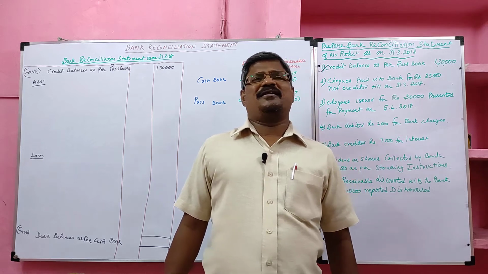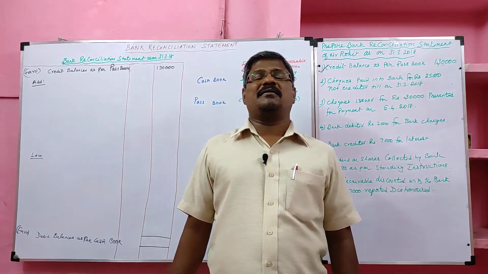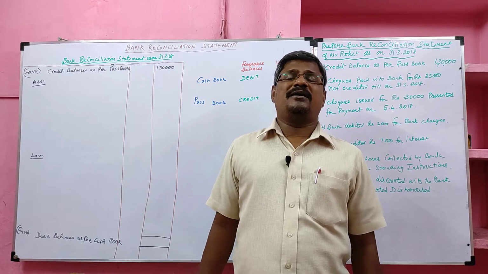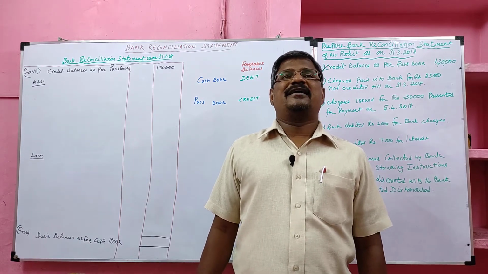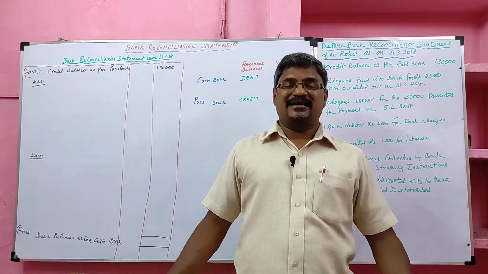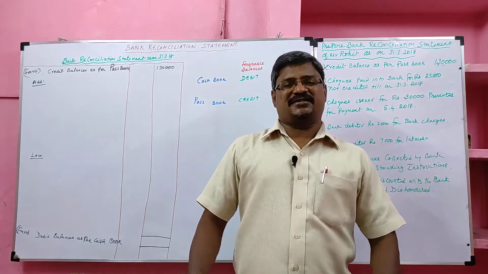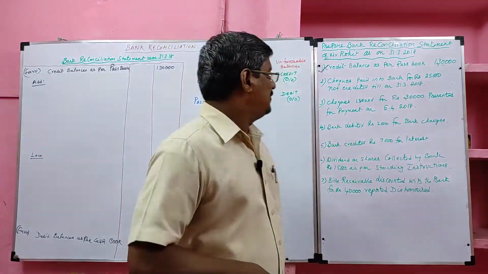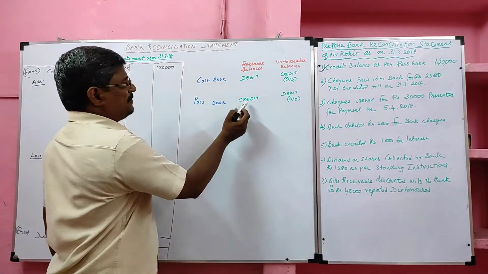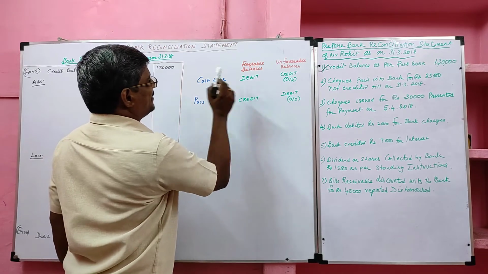Students, today we are going to learn bank reconciliation statement method 2. In method 1, debit balance as per cash book is given. We ascertained, we found credit balance as per passbook. But in second method, we have to reverse it. What we have to do? Credit balance as per passbook is given. We have to find debit balance as per cash book.